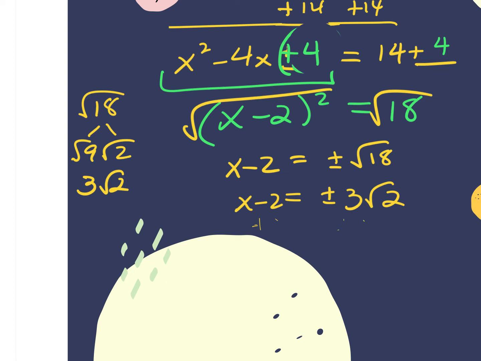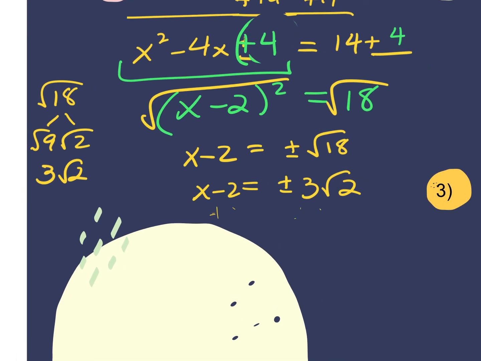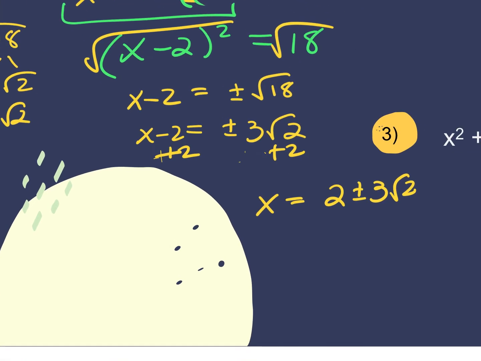And I don't know why my pencil doesn't work in that area. So then I get x equals 2 plus or minus 3 square root 2 once I add the 2. All right, now, on WebAssign, you have to pull it apart. On the test, you can leave it like that. So on WebAssign, you're going to have to do 2 minus 3 square root 2, and then 2 plus 3 square root 2, and it's going to tell you to separate it with a comma.